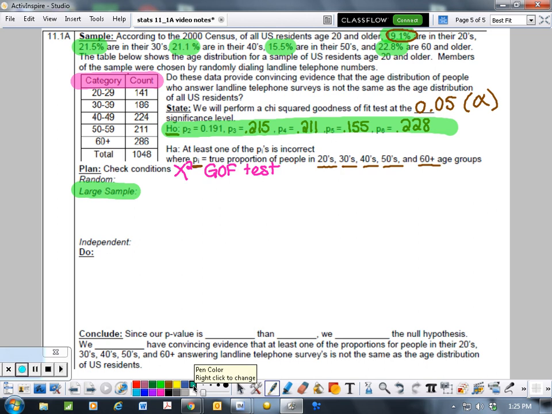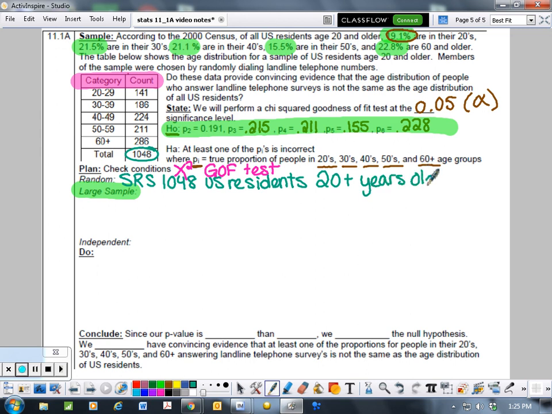The table shows for a sample, so we had a simple random sample of how many U.S. residents. So looks like a total of 1,048 U.S. residents, 20 years old and older. Okay, large sample.